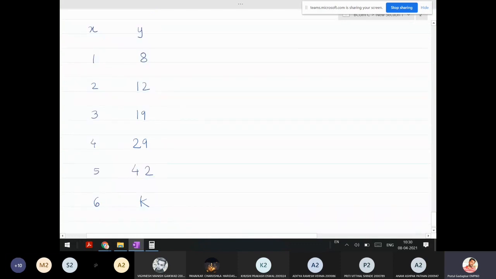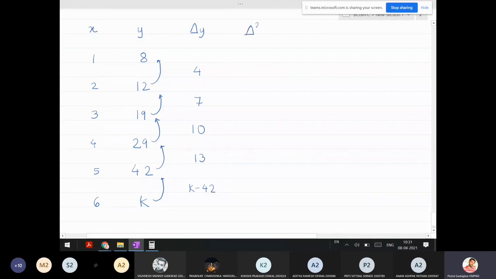Now I will calculate the first difference, which is delta Y. So delta Y will be 12 minus 8, which is 4, 19 minus 12, which is 7, 29 minus 19, which is 10, then 42 minus 29 is 13, and this K minus 42. So I don't know what this is, so I will write K minus 42 here as it is.